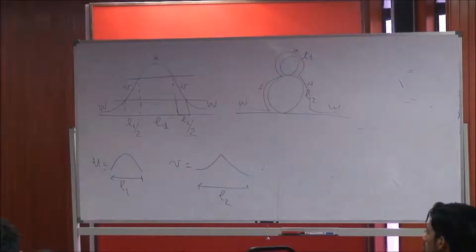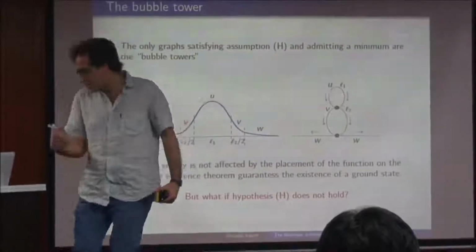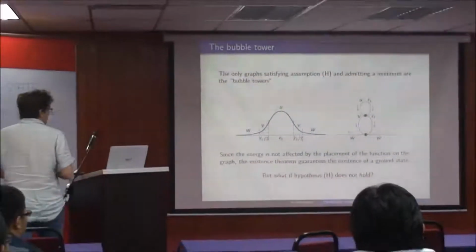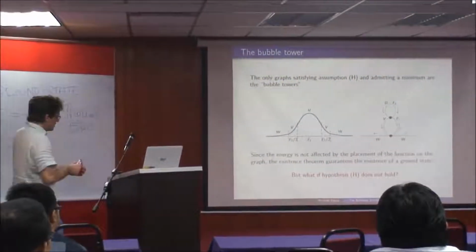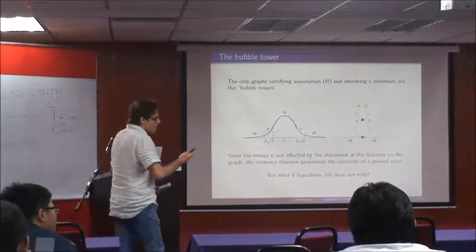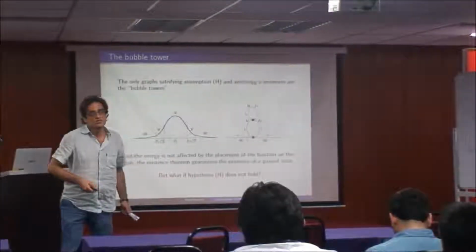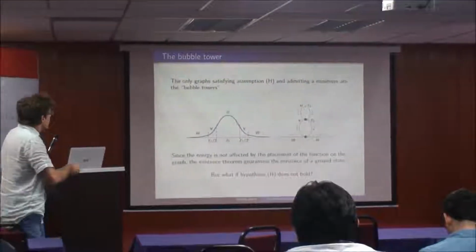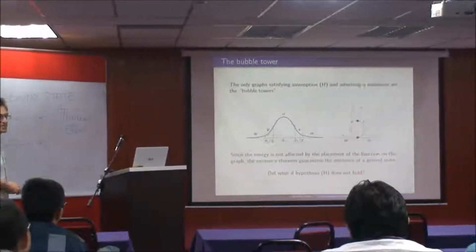Of course, you cannot mount every function on the line here because there is this identification. Okay? You can mount here only functions whose values are equal at the points L1 over 2 and L1 plus L2. For example, you can mount every symmetric function. Okay, so these are the only examples where the hypothesis H is fulfilled, but where there is a ground state. The ground state is exactly the soliton.